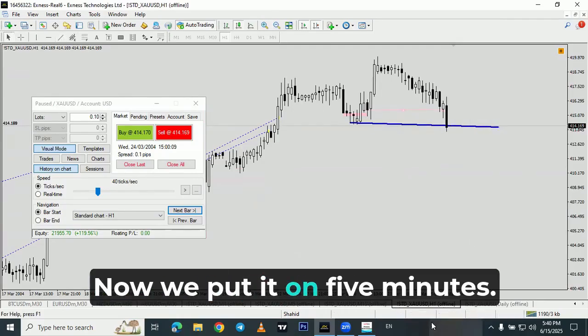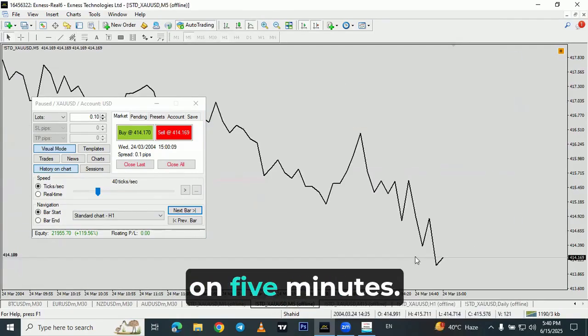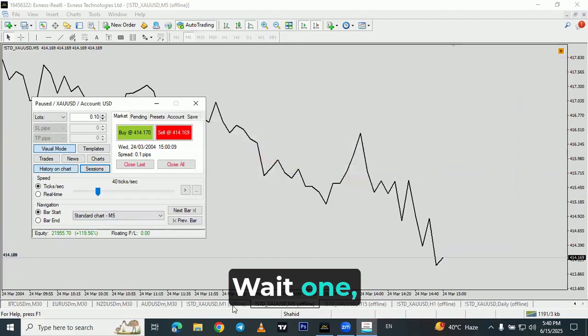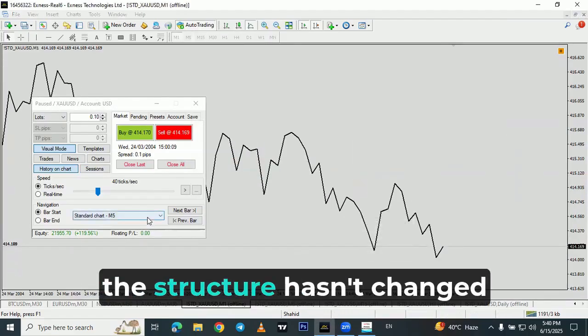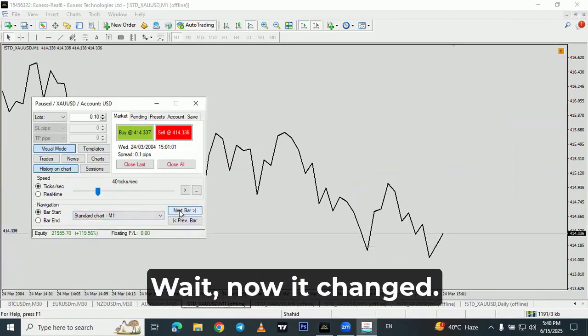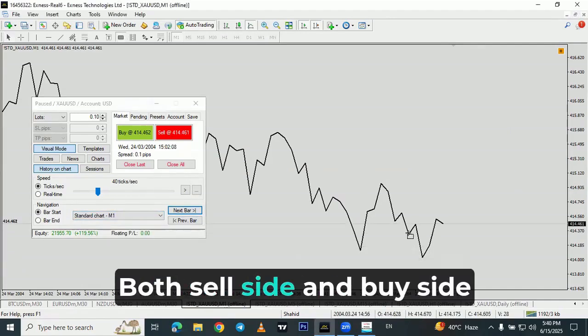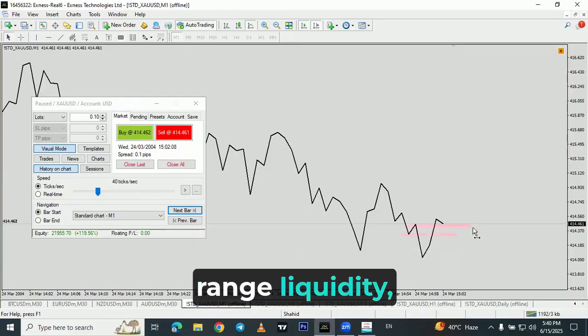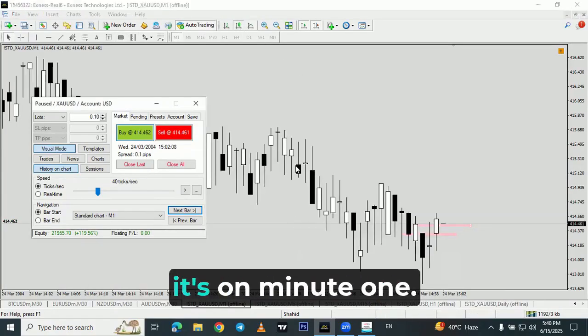Now we put it on 5 minutes. No structure change on 5 minutes. We also check the session. The session is in our favor. Wait one. If you see the structure hasn't changed yet. So we wait here. Wait, now it changed. Both sell side and buy side liquidity are done. Now we can wait for the range liquidity or we can make a play because it's on minute one.